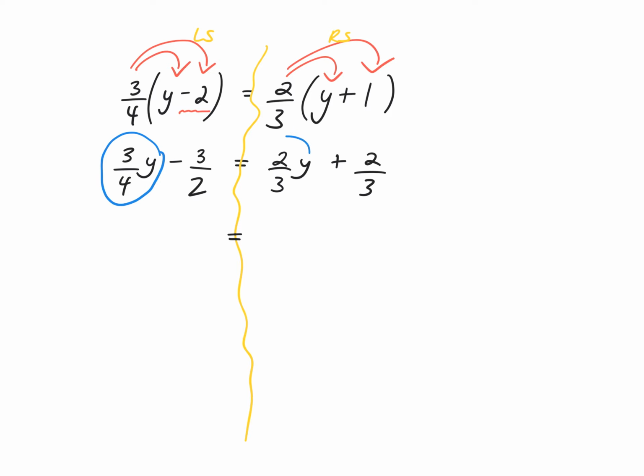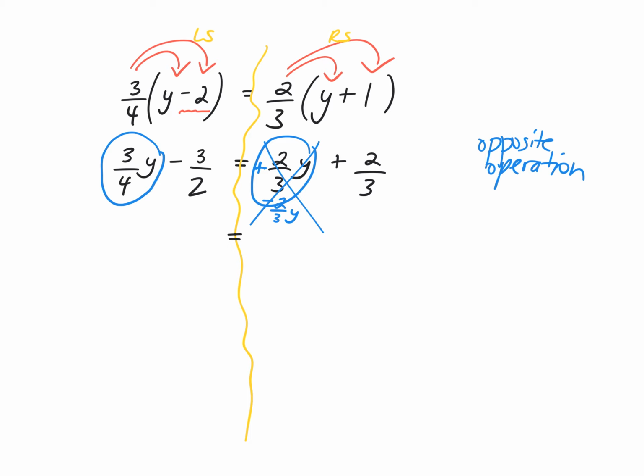Good. Excellent. Now this is a positive 2 over 3y. To get rid of it from the right side of the equation, we always have to do the opposite operation, right? So what is the opposite of positive, plus? Negative. So what we're actually doing is we're taking it away, 2 over 3y. Take away 2 over 3y, gets rid of it. But whatever you do to one side of the equation, you have to do to the other side.